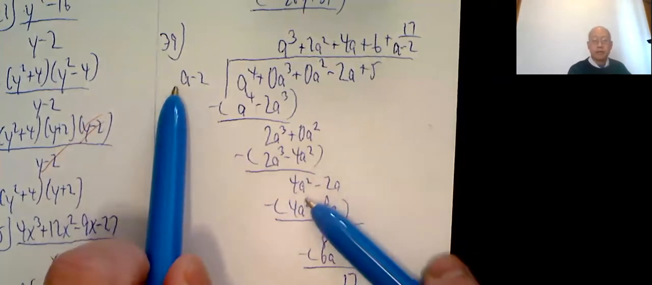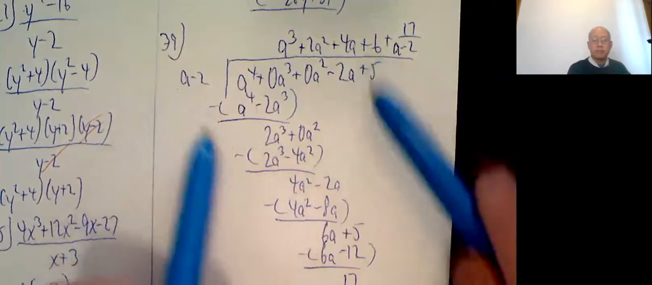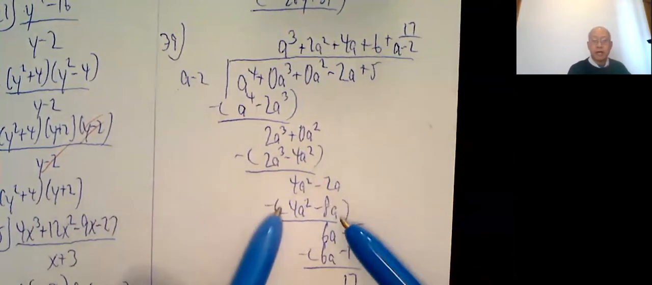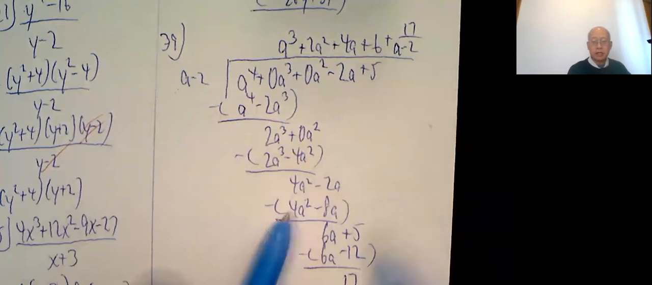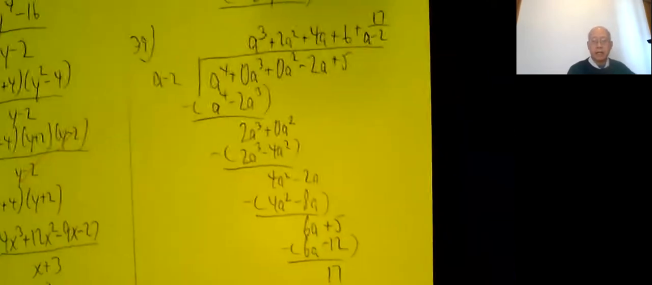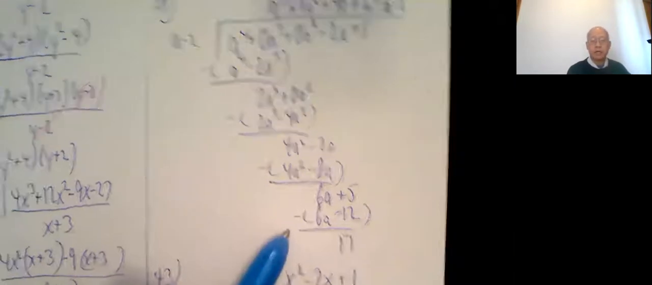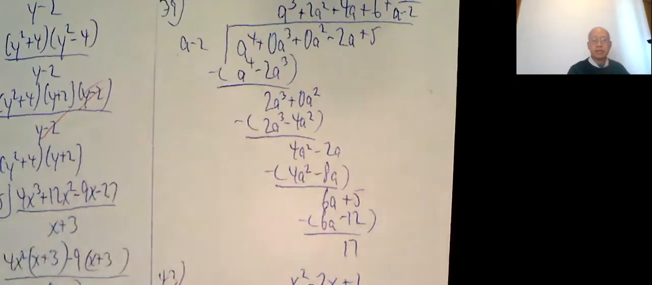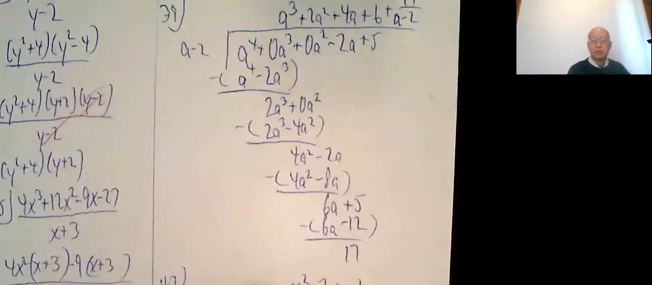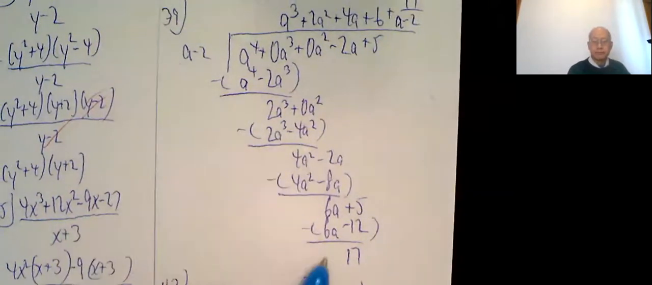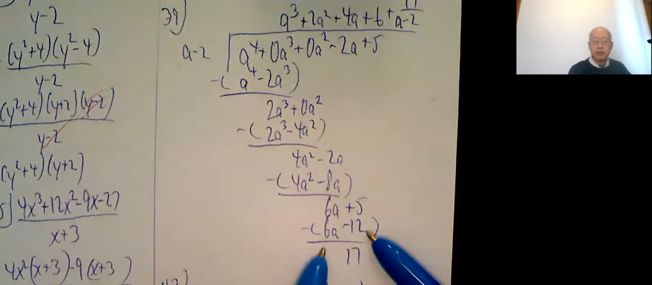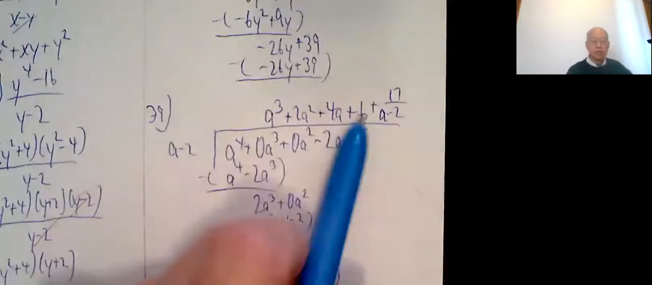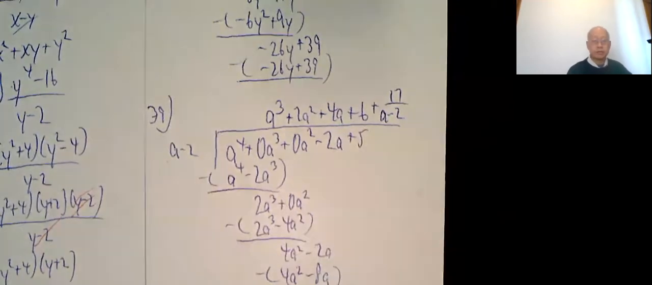How do you go from a to 4a squared? 4a. 4a times this whole thing, 4a squared minus 8a, subtract, cancel. Negative 2 minus a minus 8, plus 8, 6a. Bring down the 5. How do you go from a to 6a? 6. So plus 6. 6 times all that. 6a minus 12. Cancels. 5 minus a minus 12 is 17. Plus 17 over a minus 2.